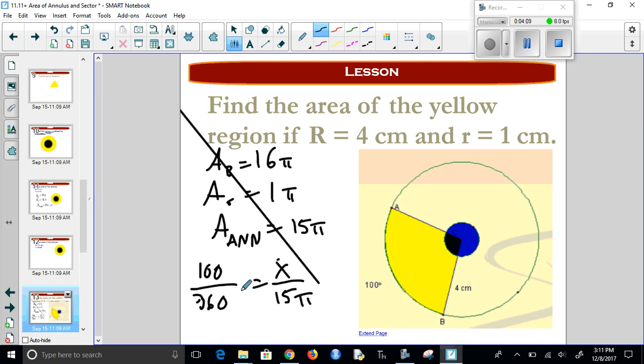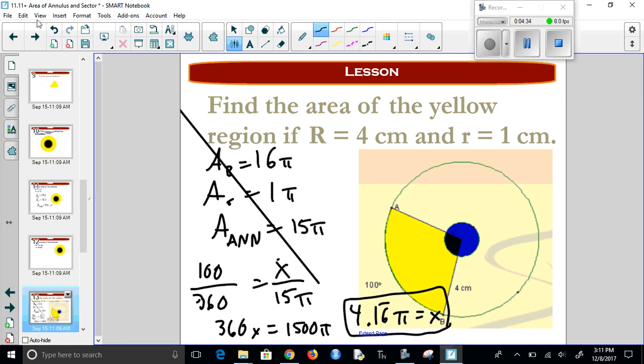Now I cross multiply, I have 360x is equal to 1,500 pi. And so that's just like our last problem, but now it is a couple fewer zeros. So it's 4.16 repeating pi for x. All right.